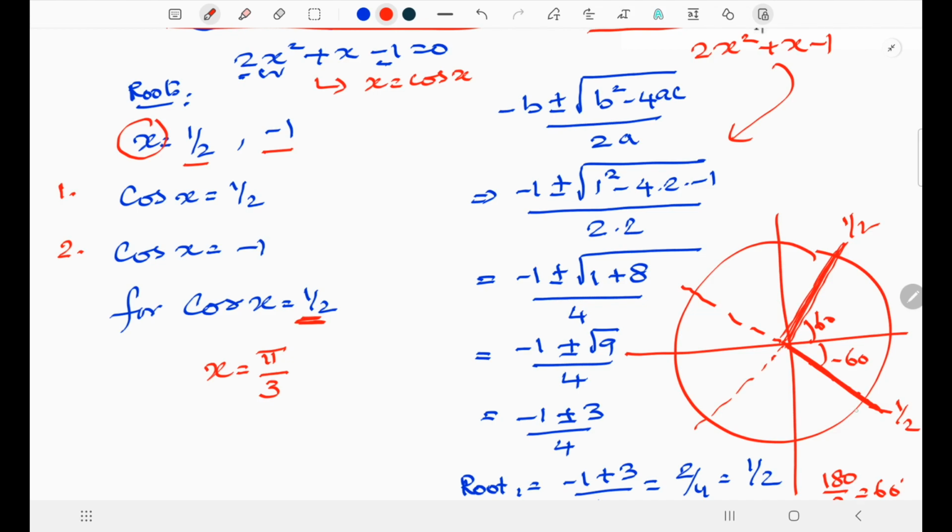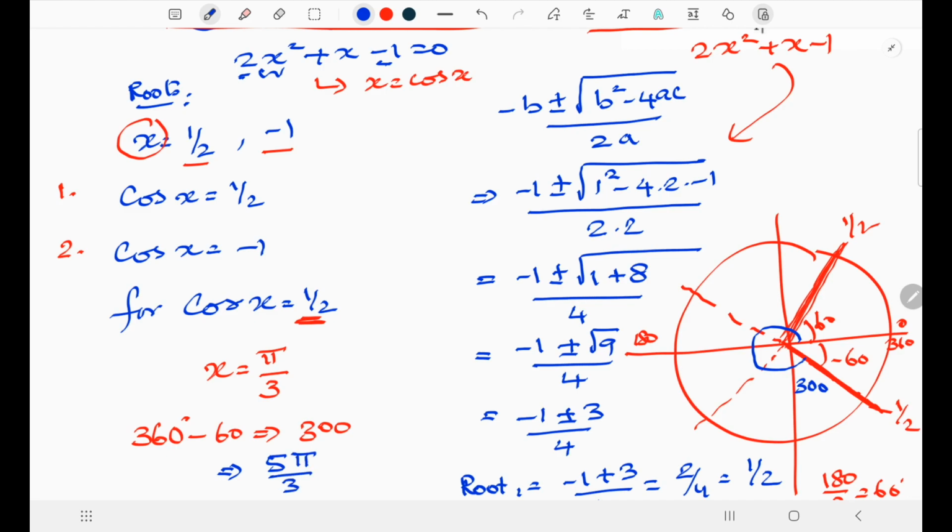So what is minus 60 degree? For example, we can say minus 60 degree means 360 degree minus 60 degree, which equals 300 degree. Minus 60 degree meaning this is 0 degree, this is 180 degree, again we come here 360 degree. So 360 degree minus 60 means what? I changed the color, from here to here it is 300 degree. What is 300 degree in radian? 300 degree in radian is 5 pi by 3.